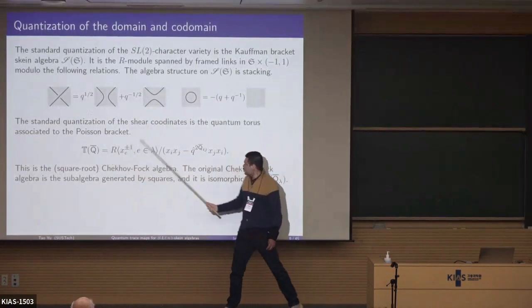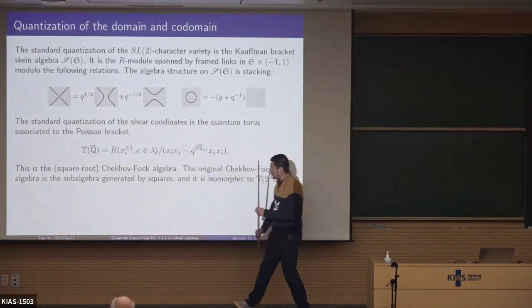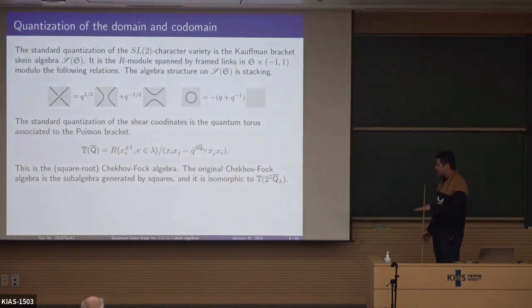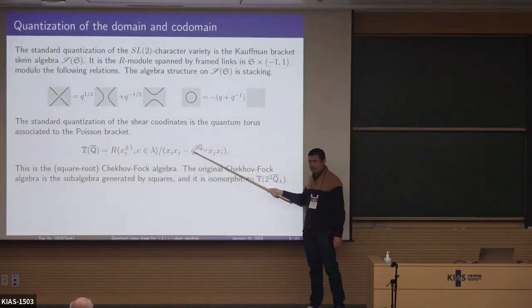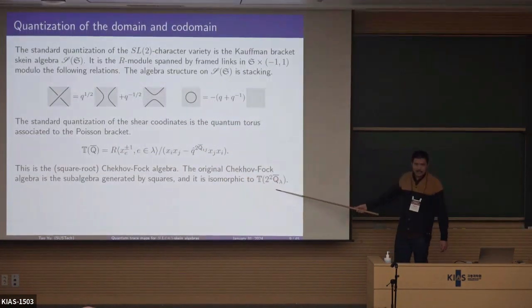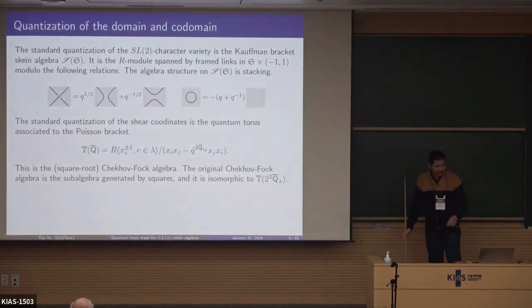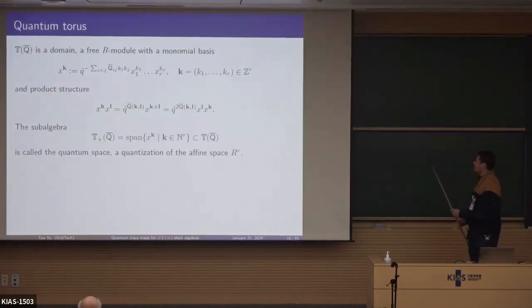So because our coordinate here is xe squared in the hyperbolic picture, this will be the square root Chekhov-Fogg algebra. We're going to ignore the subtlety of taking roots, but it will come back to haunt us at some point. So the original Chekhov-Fogg algebra is basically the subalgebra of this generated by squares, or alternatively, you can consider it as a different quantum torus, where you just multiply this matrix by 2 squared.